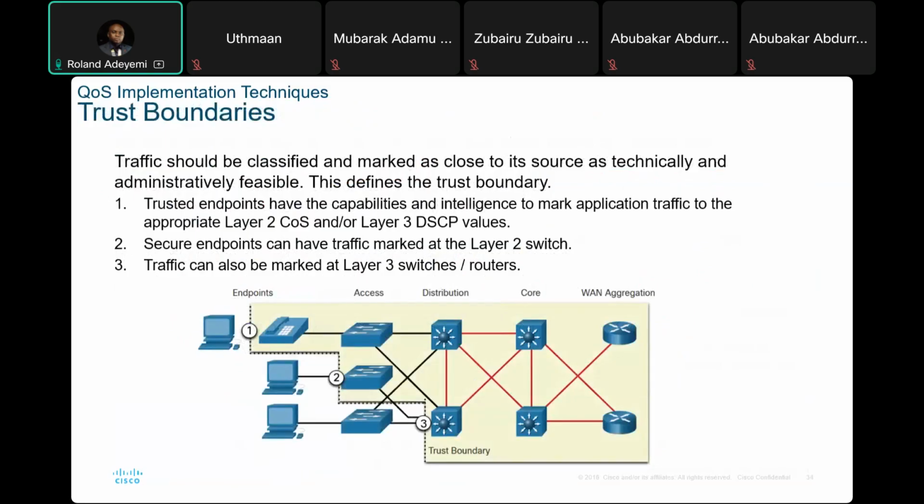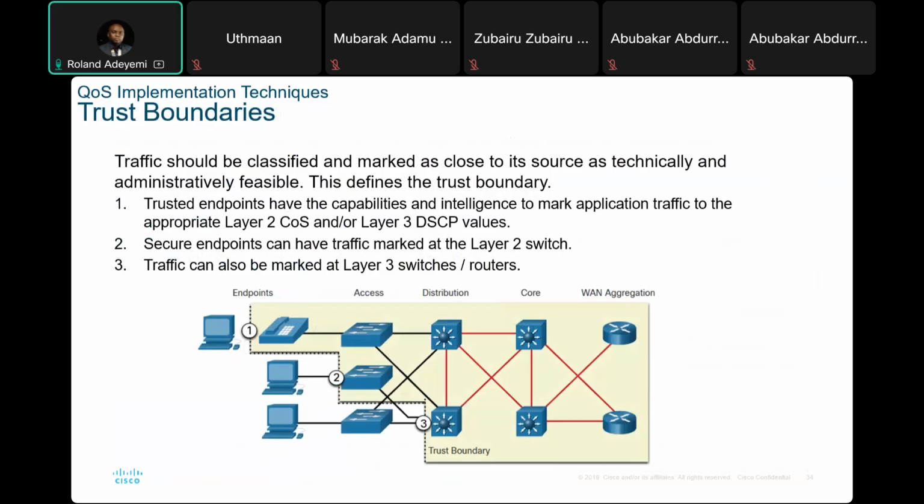I think this should be the last. Trust boundary. Traffic should be classified and marked as close to its source as technically and administratively feasible. This defines the trust boundary. Summary of this is this. If I want to mark and classify, where do I want to apply my policy? It will not make sense for my packet to have passed through 3, 4, 5, 6, 7, 8, 9, 10 routers before I now apply a policy. It is good to apply the policy as close as possible to the source of that traffic, depending on the kind of policy I want to set.